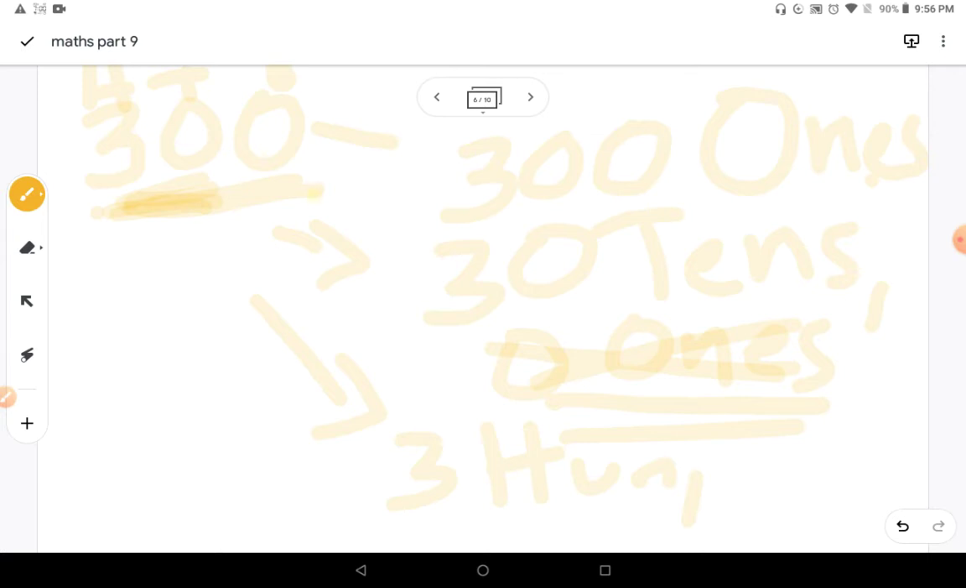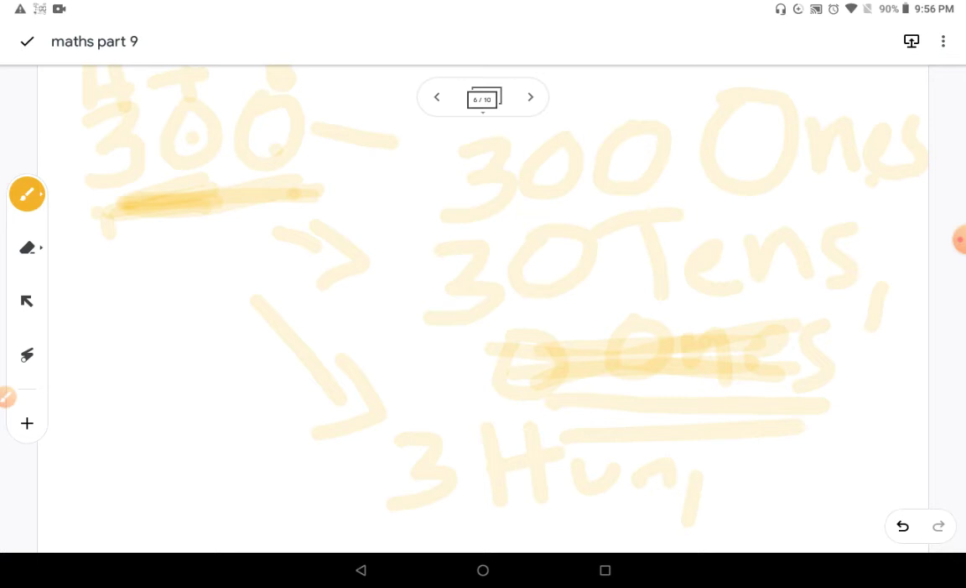300 ones. So that's the whole ones, 300 ones. Then the remaining is 30 tens and 0 ones; we don't have to say that. So that is 30 tens. And then these two places are 0. So this is 300 hundreds and 0 tens and 0 ones.